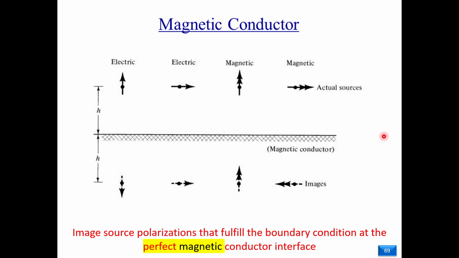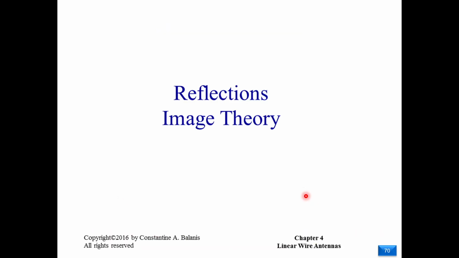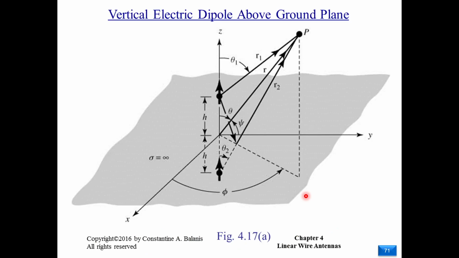If we have a perfect magnetic conductor, a ferromagnetic material with very high permeability, the situation would be similar. Vertical electric would be associated with opposite vertical electric, and so on and so forth. So that is the reflection or image theory. Now we come to the formulation.